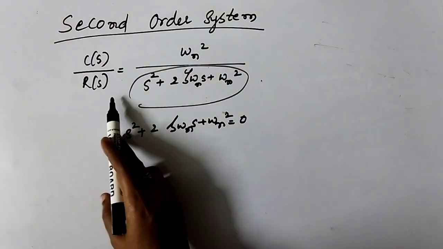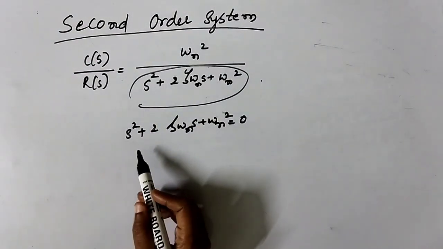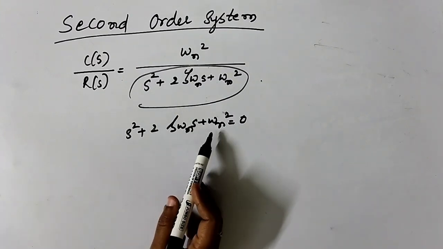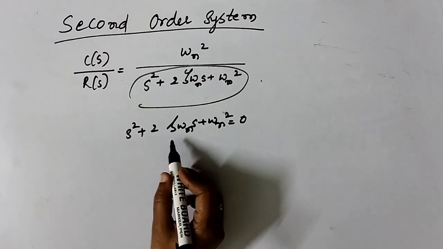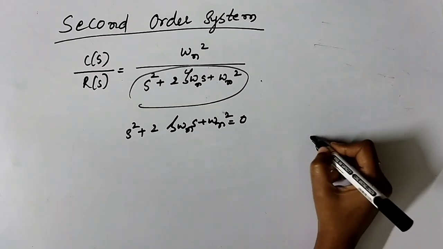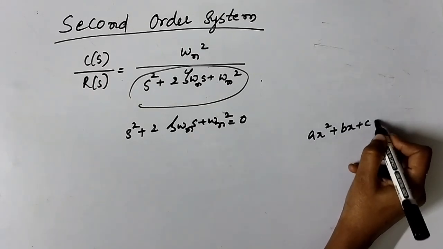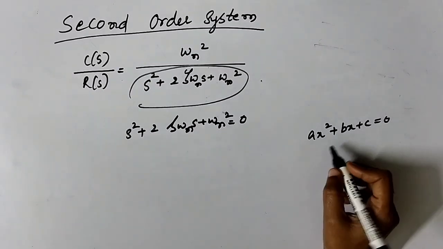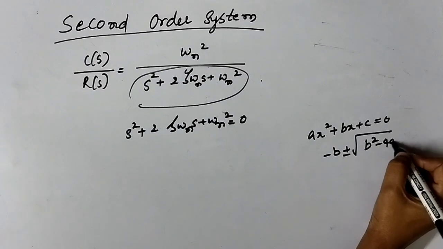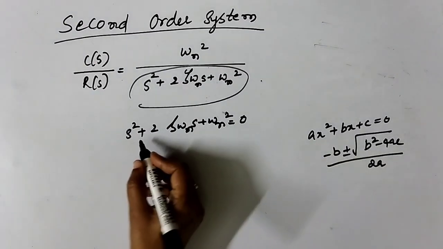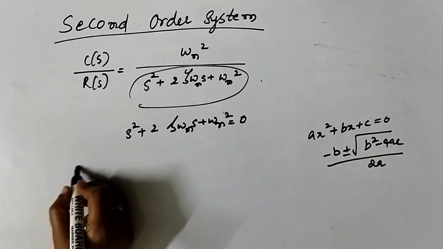Now here, the characteristic equation of second order system is nothing but s square plus 2 zeta omega n s plus omega n square. And we are supposed to find out the roots for this quadratic equation. For a quadratic equation ax square plus bx plus c equal to 0, the roots are given by minus b plus or minus square root of b square minus 4ac, by 2a.